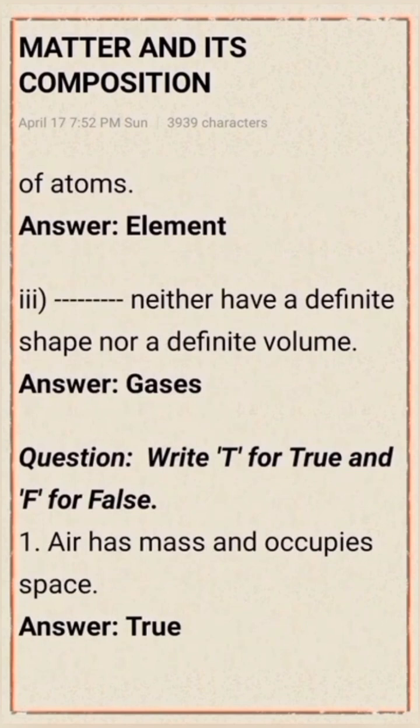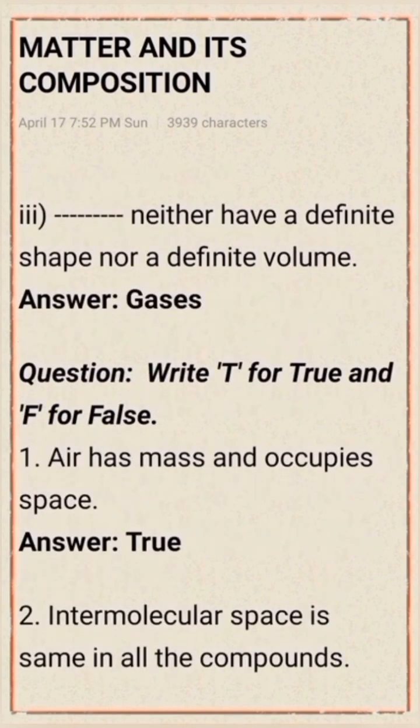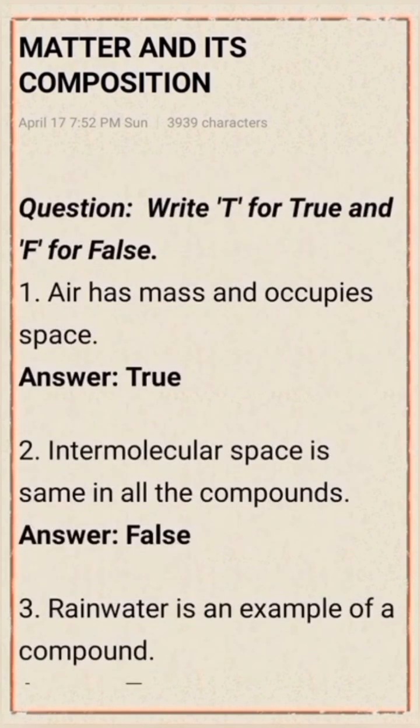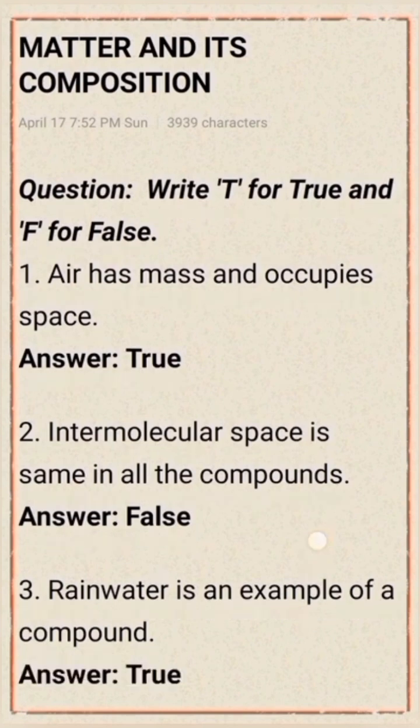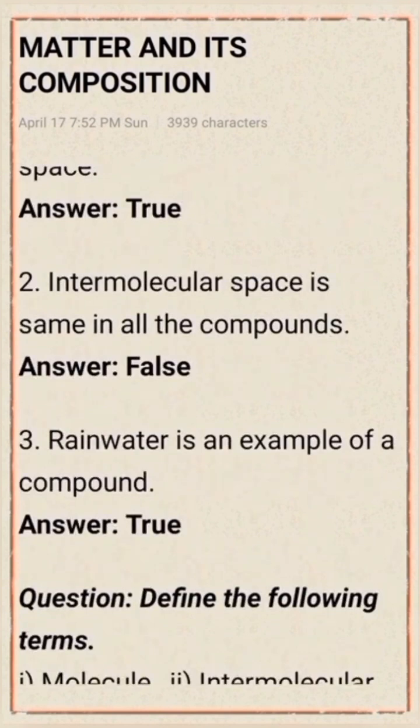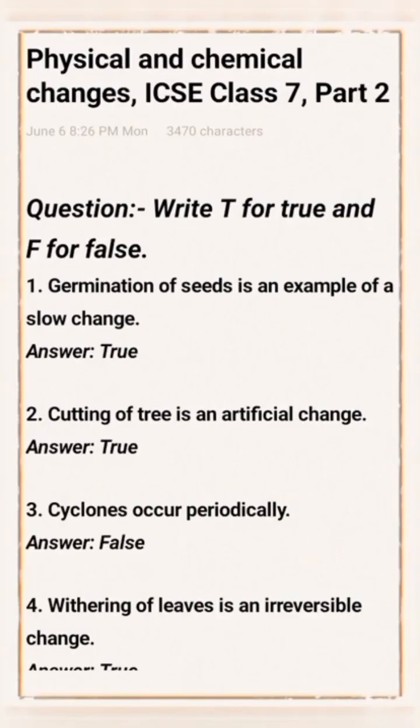Next question pattern, write T for true and F for false. First question, air has mass and occupies space. This statement is true. Next question, intermolecular space is the same in all compounds. This statement is false. Next question, rainwater is an example of a compound. This statement is true.